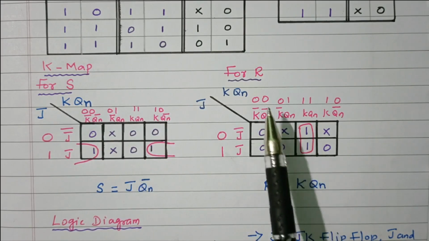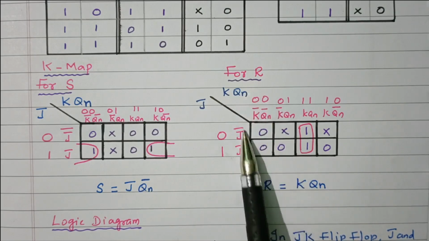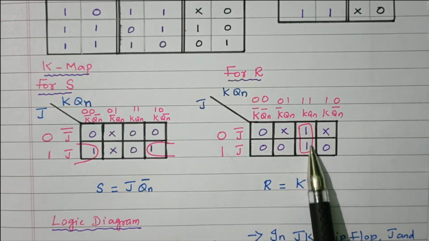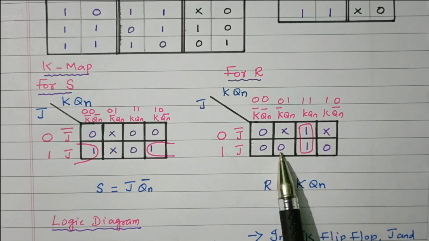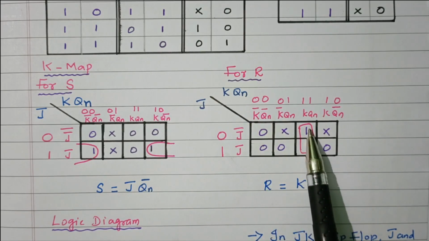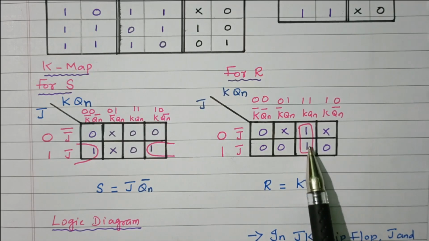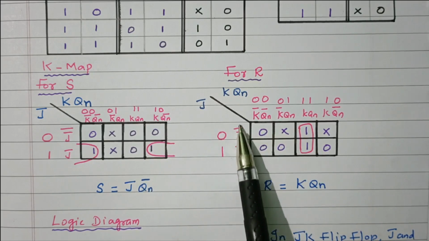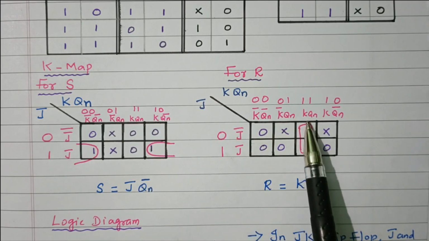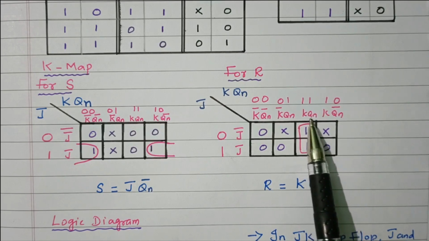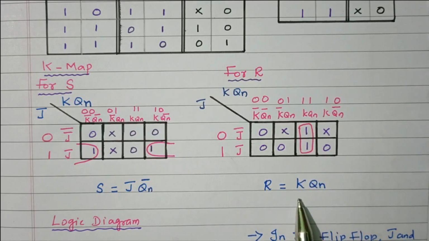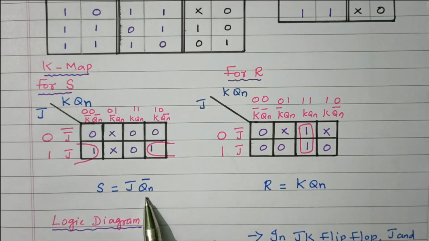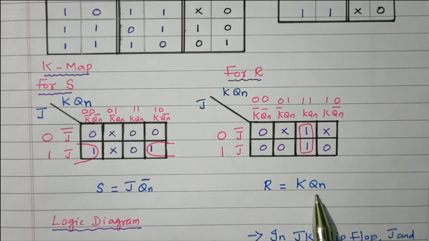Similarly, the logical expression for R. Same thing we repeat. Here these two ones are combined together. These values are framed from the truth table. While combining these two ones, we refer to the corresponding first row and second row. So J bar and J got cancelled. The corresponding column is the third column, where we have K Qn. So the expression for R equals K into Qn. Now we got the expressions for S as well as R. S equals J Qn bar. R equals K into Qn.